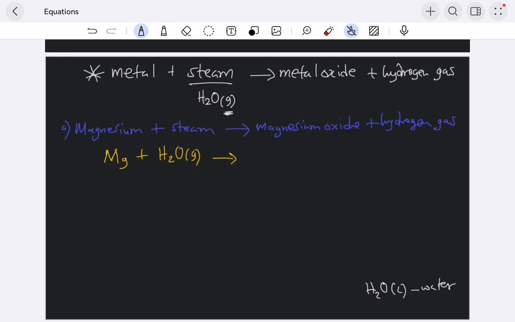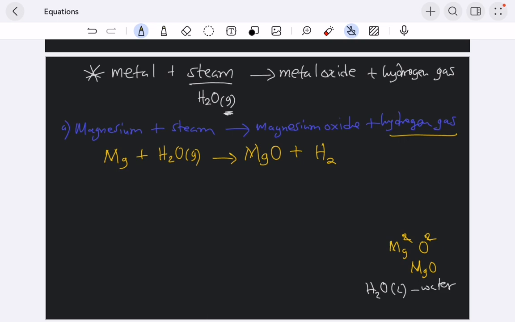What is magnesium oxide? You're combining magnesium and oxygen. The valence number is 2 and the valence number is 2. The valences cancel, so it's MgO. So MgO plus, what is hydrogen? Hydrogen exists as a diatomic, H2. So that is what we'll get.